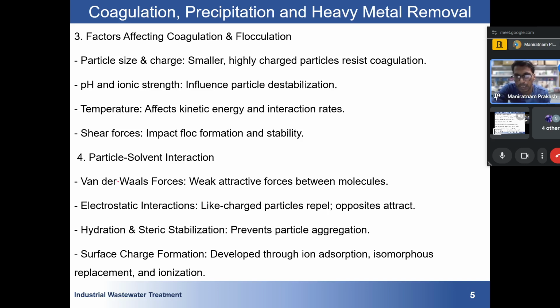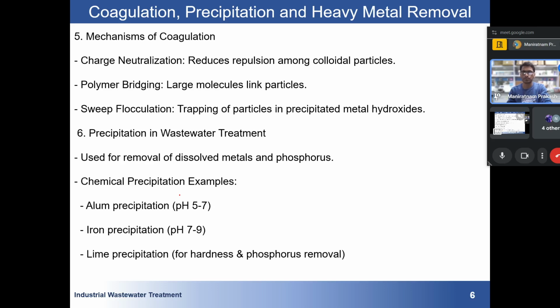Particle solvent interaction, these are some of the other factors. I told you, all this floc formation solely depends upon electrostatic force, and some of the forces are van der Waals forces, electrostatic interaction, hydrogen bonding and steric stabilization, surface charge formation. Some of these things have been discussed to you in detail in your lecture, so I'm not going to discuss this here.